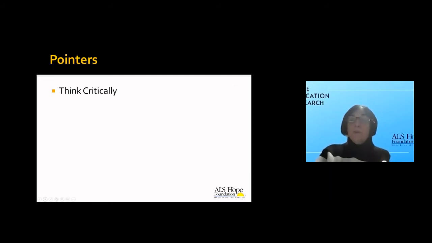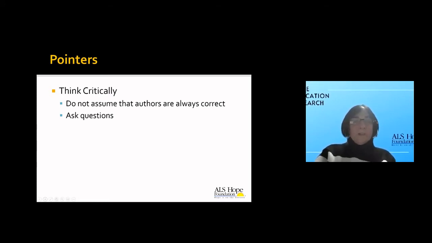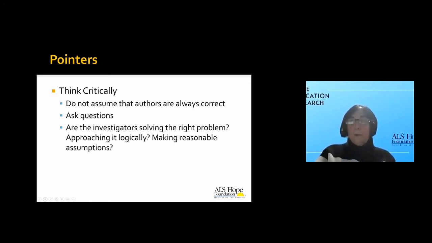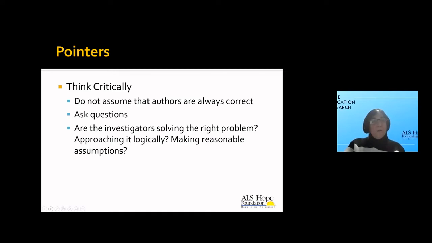So first, think critically. Don't always think that because somebody has an MD, a PhD, or whatever after their name, they know everything. Don't always assume that authors are correct. Ask questions, and think of questions in your mind that you would have and see if they're answered as you read through the paper. And think about, are the investigators actually asking the right questions, or are they solving the right problems, and are they approaching it logically? Are the assumptions that they make reasonable in your mind?